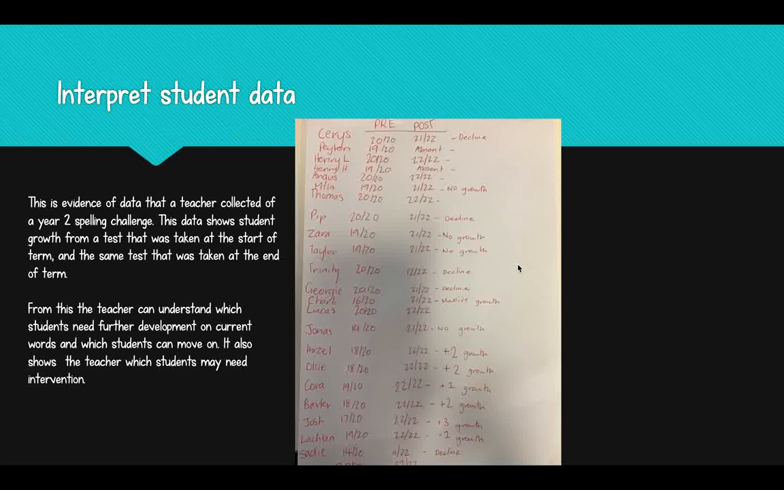So from this, we can understand which students need further help with their spelling, or maybe which students need it a bit harder. So obviously the ones that are getting 20 out of 20 both times, you would look at maybe letting them go a little bit harder. And then you've got students that maybe might go really good the first time, but then go really bad the second time. This maybe indicates that child wasn't very engaged during that post-testing.